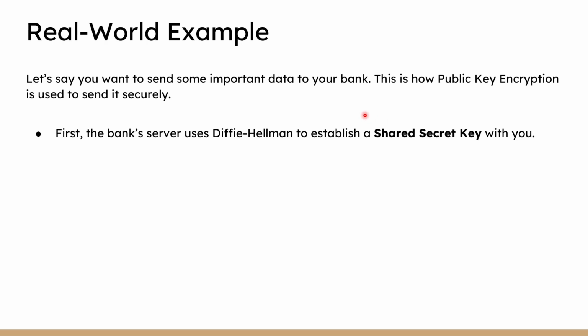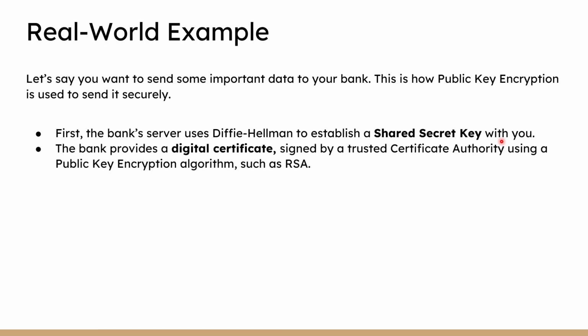So basically, the bank server will use Diffie-Hellman Key Exchange to establish a shared secret key with you. And the bank provides a digital certificate. More about this in another talk, but basically this just means you can be confident that you're actually talking to the bank. And the thing about this is it's signed with a public key encryption algorithm such as RSA. And when I say signed, I mean they send a signature along with it, which means you can be sure it's from the certificate authority. They haven't just made up this certificate.